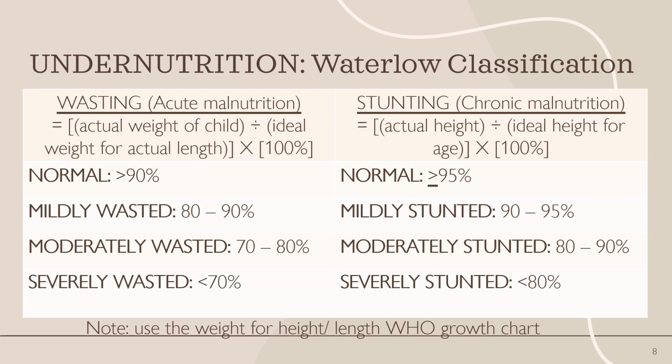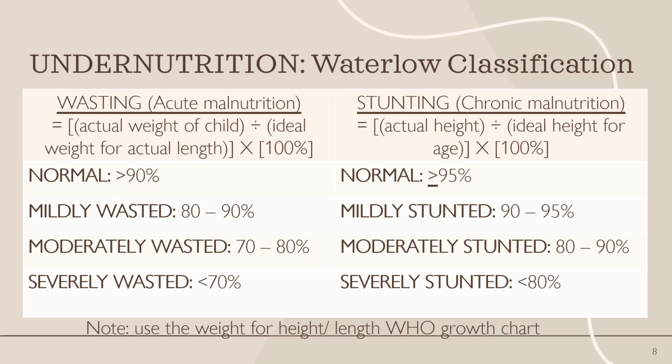On the other hand, we have your stunting, which is an indication of chronic malnutrition. So this one is based on the height of your patient. So this is indicated as a chronic process because your height basically indicates chronic growth. Okay, so that's why this is a manifestation of a chronic process. Okay, so same as your wasting equation, except you use your height, you plug in the actual height of your patient divided by the ideal height for age, and then you multiply it by 100.